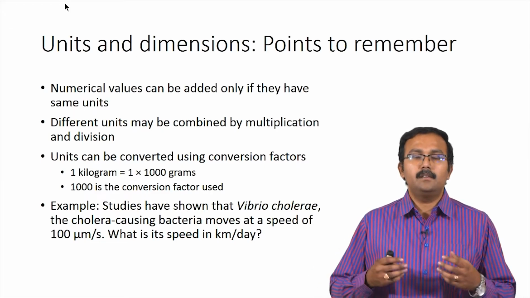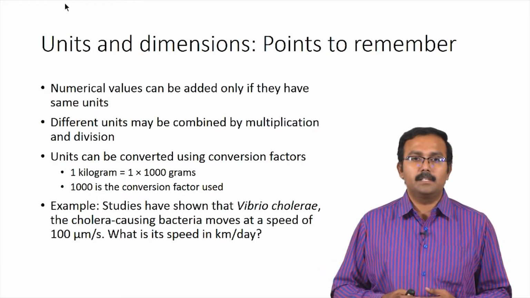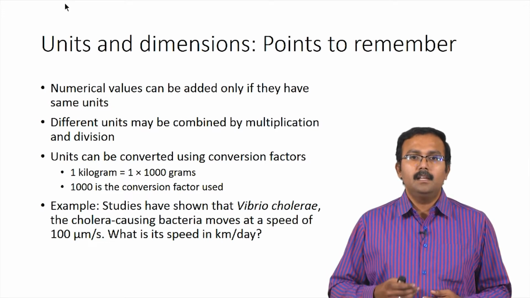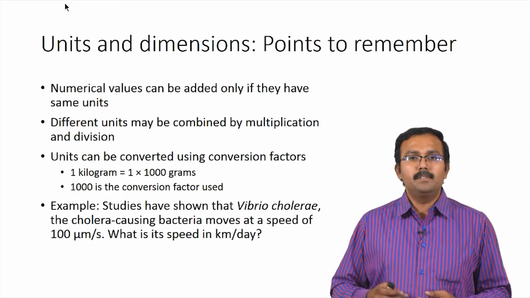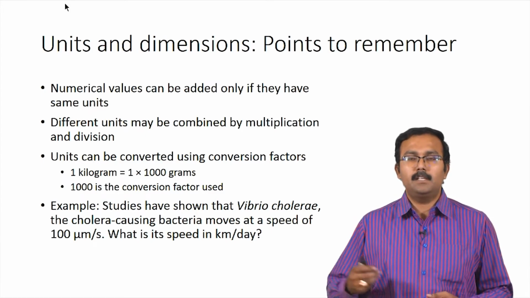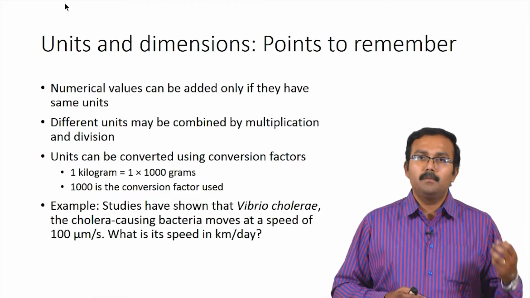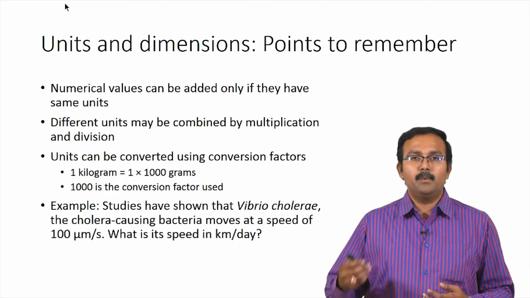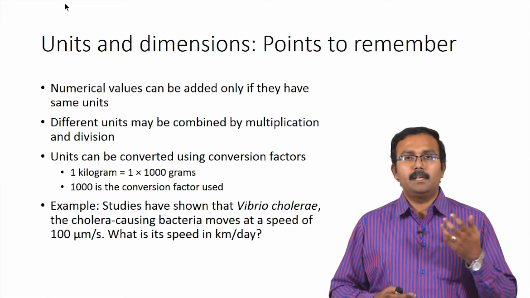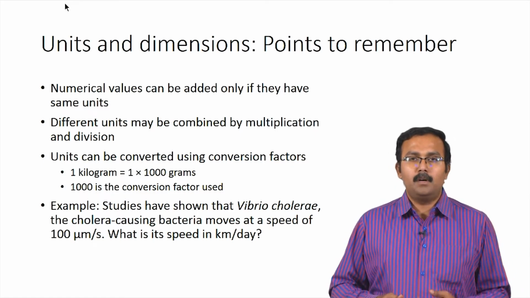Let us look at doing a systematic approach to ensure that we minimize errors in calculation. The problem statement is, studies have shown that Vibrio cholerae, the cholera causing bacteria, moves at a speed of 100 micrometers per second. What is its speed in kilometers per day? The information which has been given to you is in terms of micrometers per second, and they want this to be converted to kilometers per day. So the micrometer needs to be converted to kilometer and the second needs to be converted to day. So let's go about solving this.